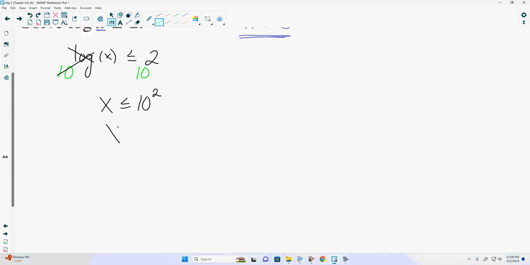Is 10 squared a nice number? 10 squared, 10 times 10 is 100. So we can simplify that. Well, x is by itself now, yes? x is less than or equal to 100.